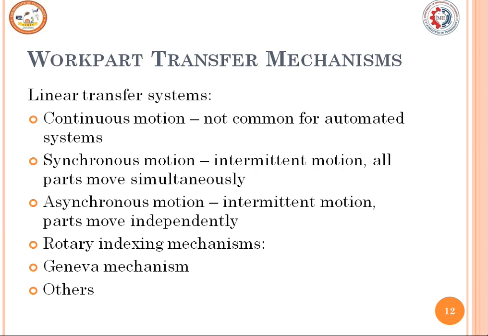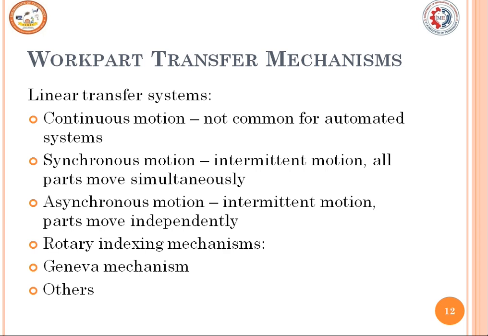Work part transfer mechanisms, there are so many types. Linear transfer systems: under the linear transfer system, continuous motion, synchronous motion, asynchronous motion, rotary index mechanism, Geneva mechanism and others. Continuous motion is not common for automated systems. The work part transfer will be continuous, so there won't be any stop. The motion is continuous.